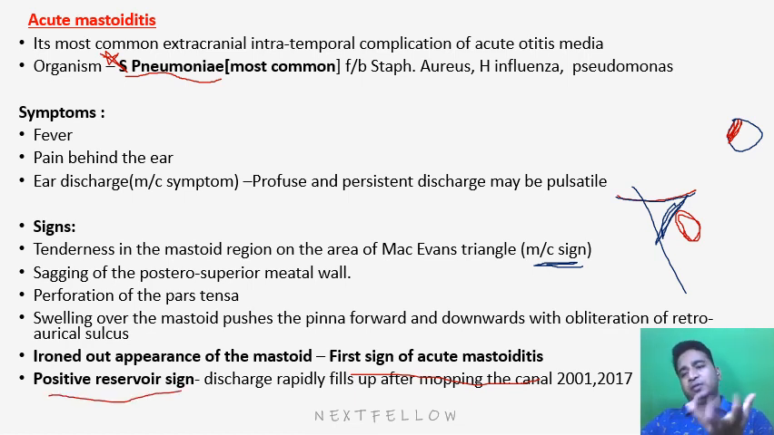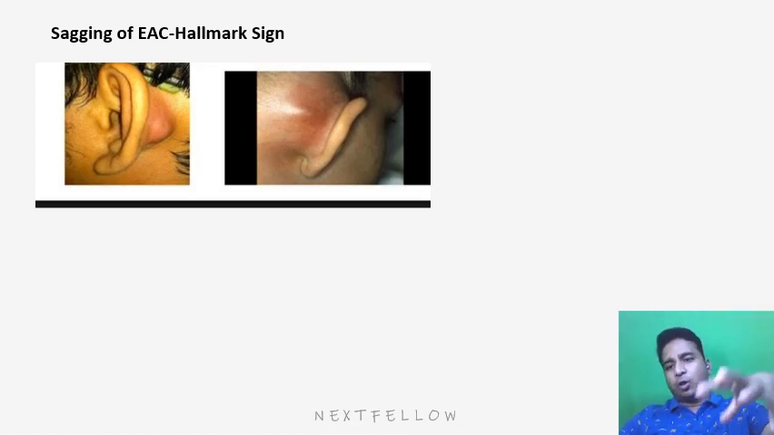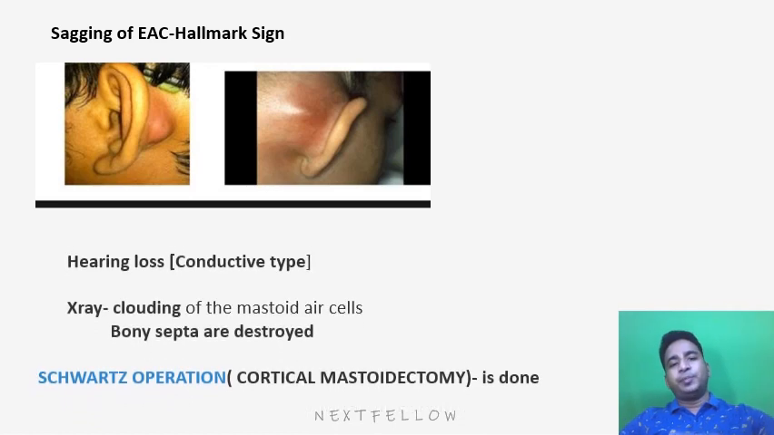That means there is a big reservoir of the pus. So again, this is an important examination question asked in the exam. Now, what do you mean by sagging of the external auditory canal? Hallmark sign. I have explained you. If you look in the external auditory canal, there will be the bulging or the dropping out of the posterior superior meatal wall. And as you can see in this picture, there is ironed out appearance.